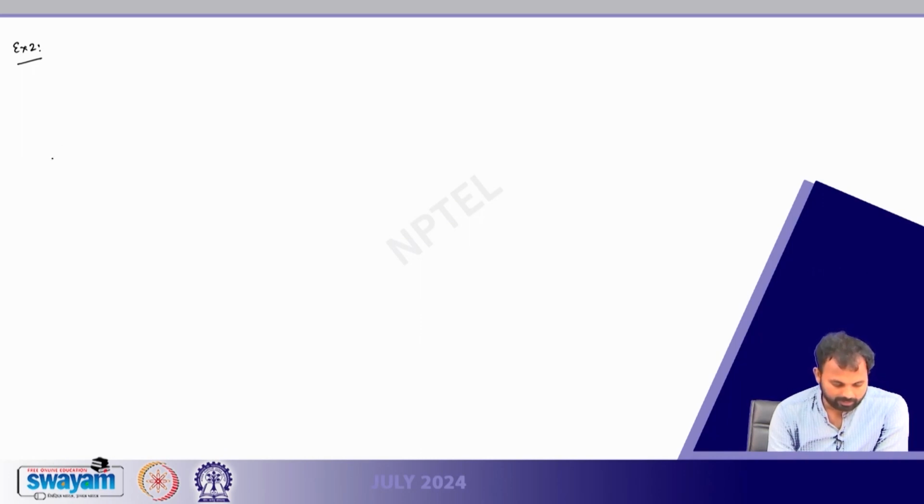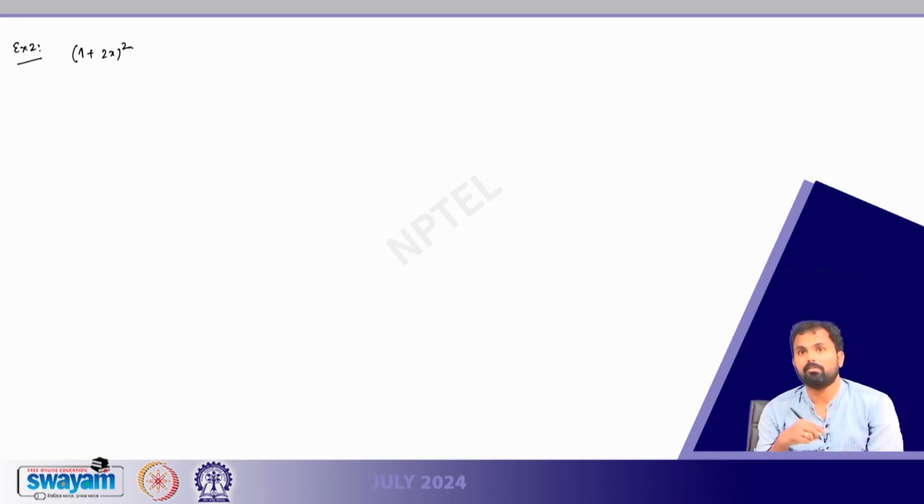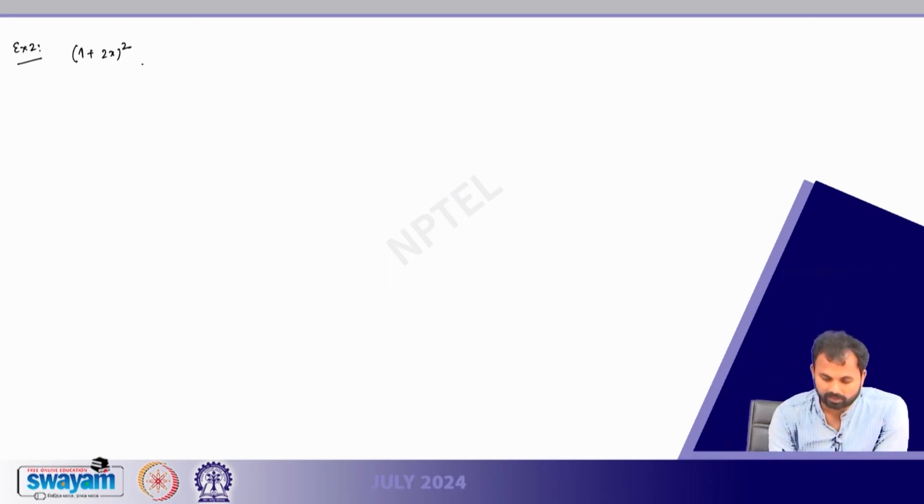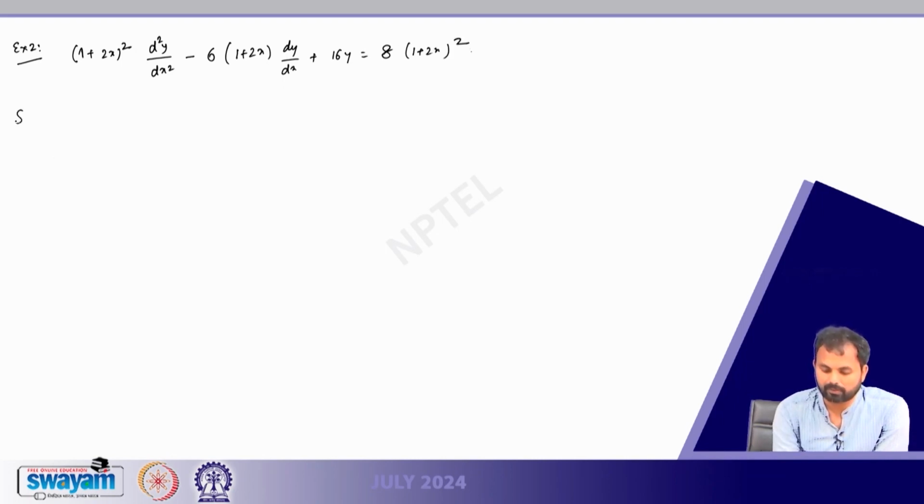Let us say we have something of this type: 1 plus 2x, as I was saying that it can be different from simply x square. So (1 plus 2x) squared d square y by dx square minus 6 into (1 plus 2x) dy by dx plus 16y is equal to 8 (1 plus 2x) whole square.